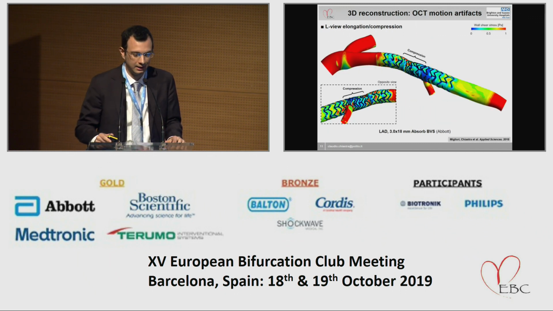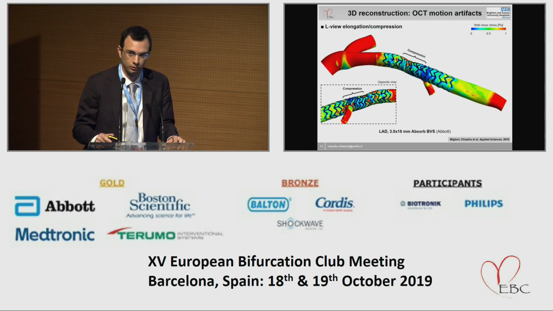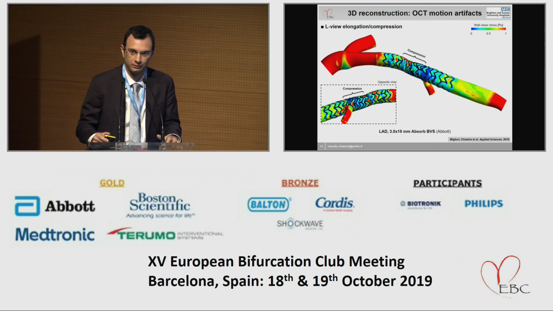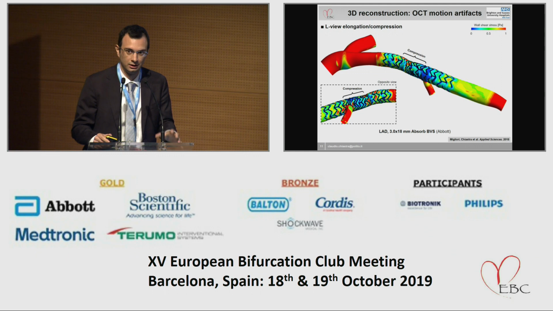Other issues are related to the OCT motion artifacts, and one of them is the longitudinal elongation or compression of the vessel. As you can see here, this is another case, an LAD treated with an Absorb scaffold, and you can see that the central region of the stent is compressed. So the stent rings are shorter, and this might affect in a wrong way the hemodynamics results.